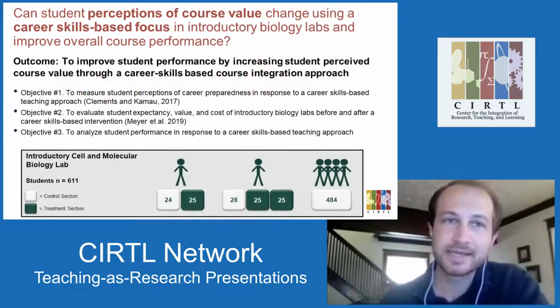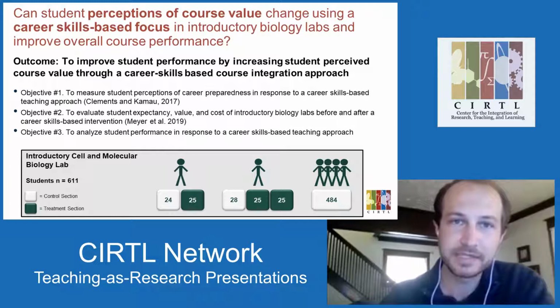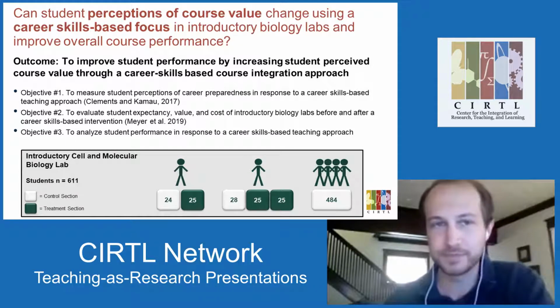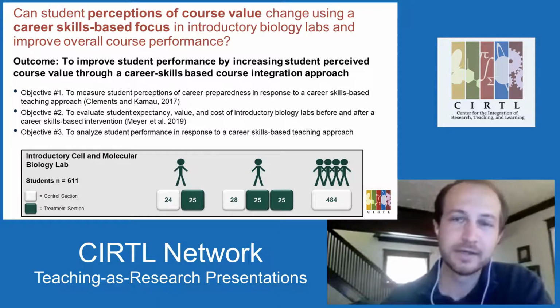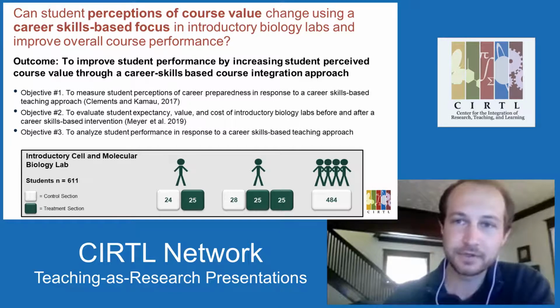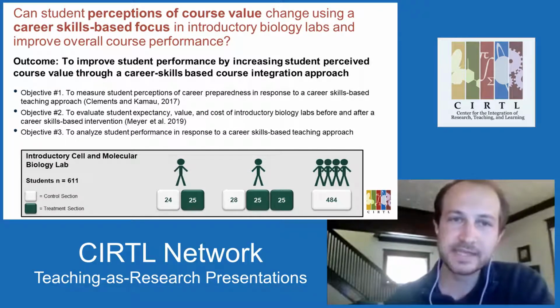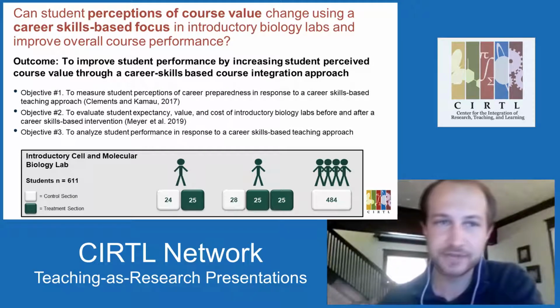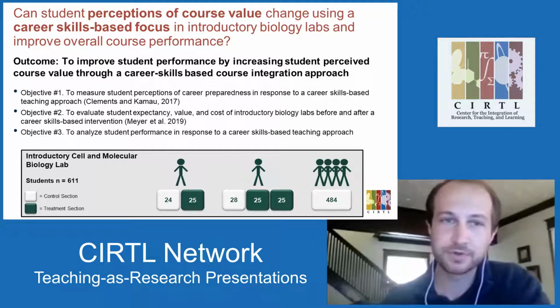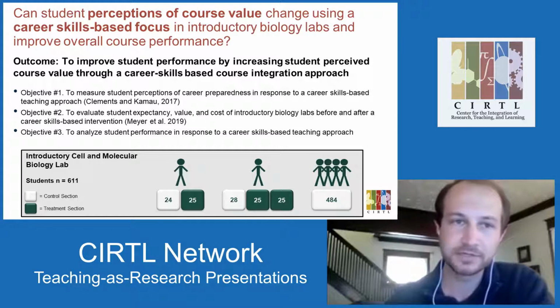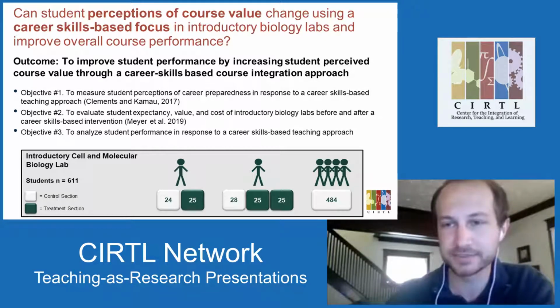My project was working with introductory biology labs. So, can student perceptions of course value change using a career skills-based approach in an introductory biology lab to improve overall course performance? So a lot of parts here. Generally, the outcome that we're trying to get to is, can we improve student performance by increasing students' perceptions of course value through this integration approach of talking about career skills during these lab exercises.